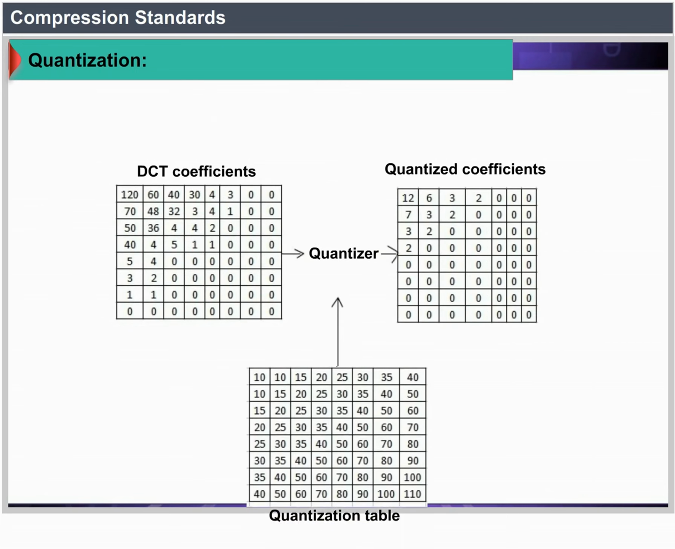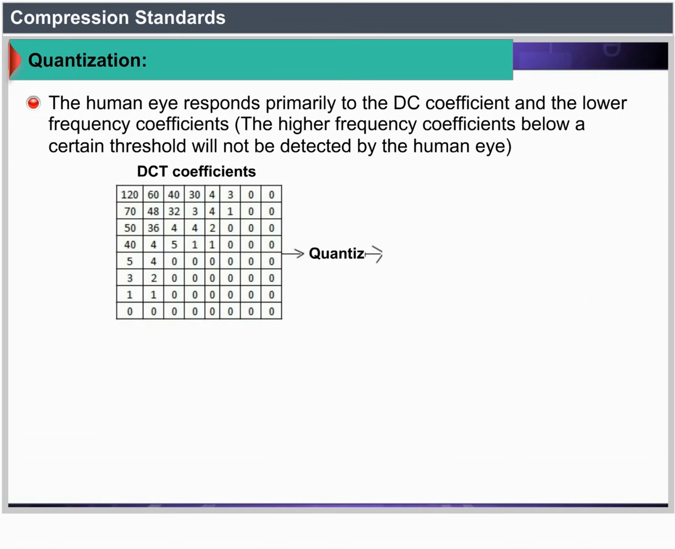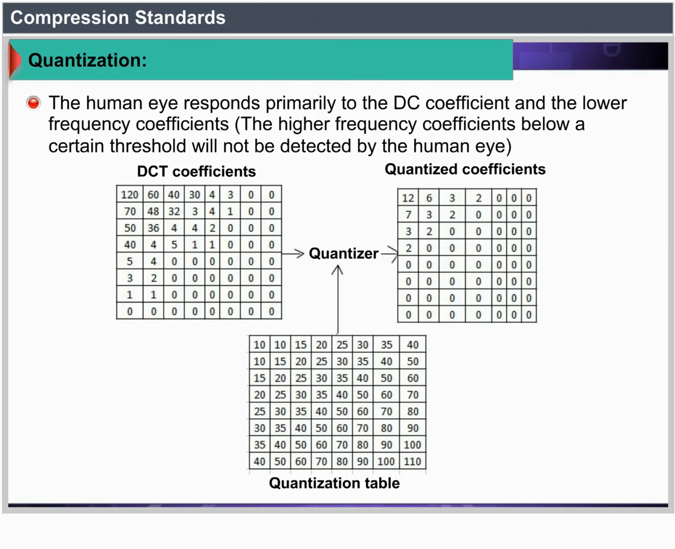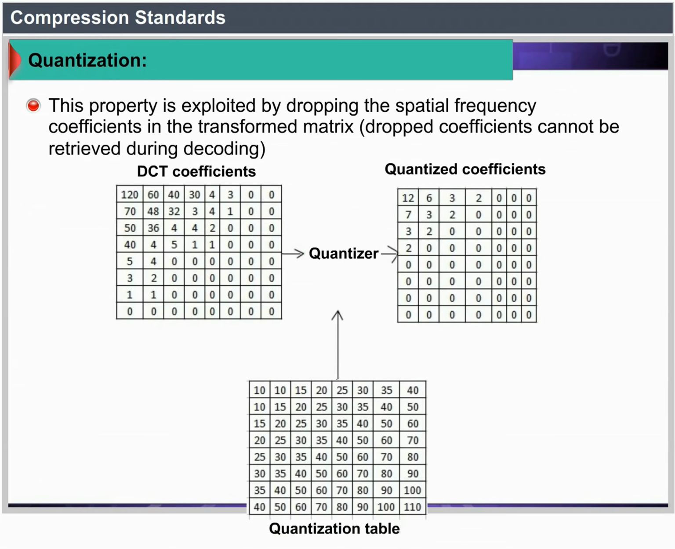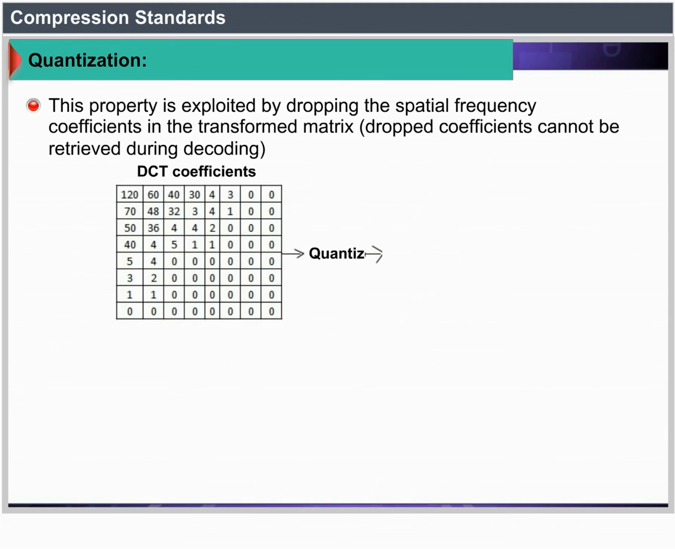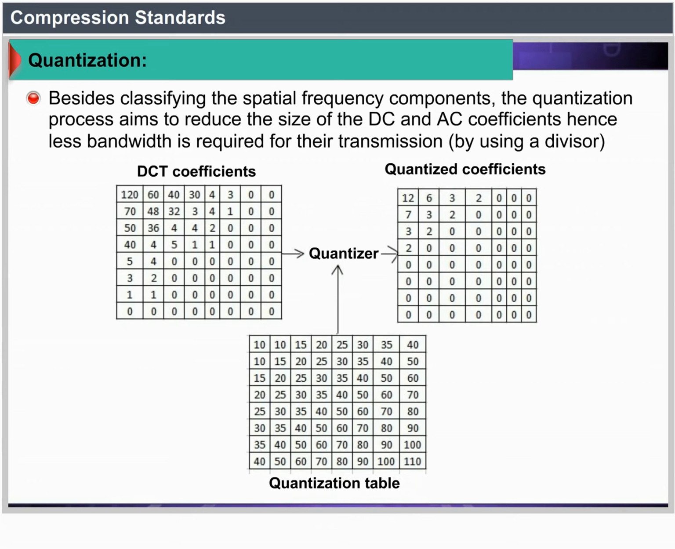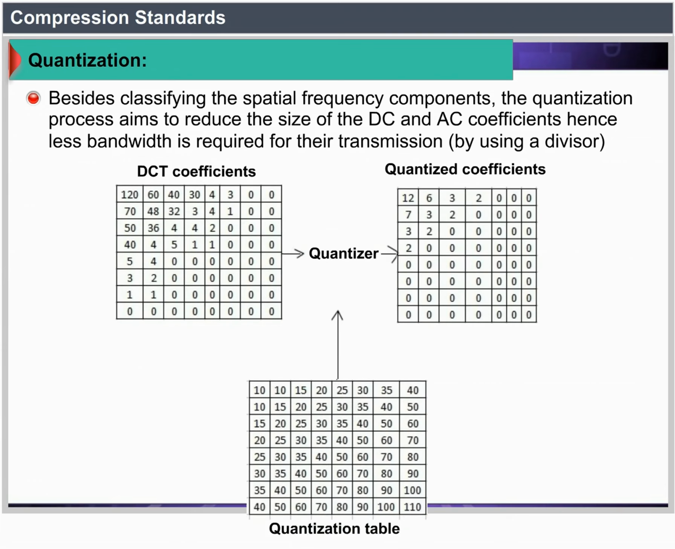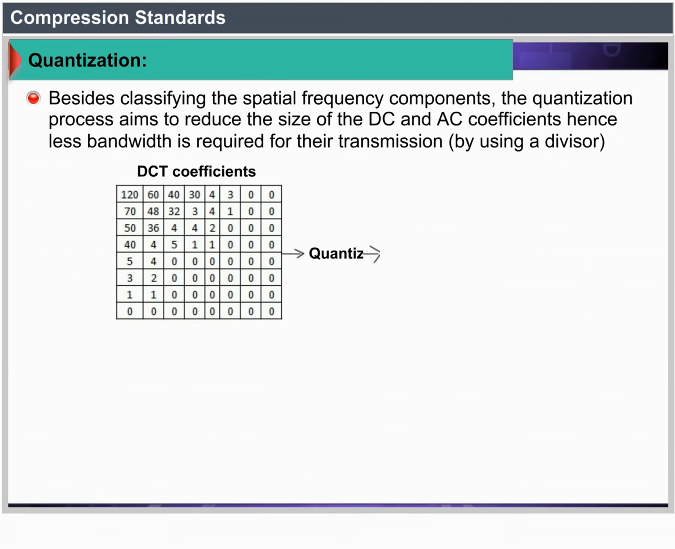The human eye responds primarily to the DC coefficient and the low frequency coefficients. The higher frequency coefficients below a certain threshold will not be detected by the human eye. This property is exploited by dropping the spatial frequency coefficients in the transformed matrix. Dropped coefficients cannot be retrieved during decoding. In addition to classifying the spatial frequency components, the quantization process aims to reduce the size of DC and AC coefficients so that less bandwidth is required for their transmission by using a divisor.